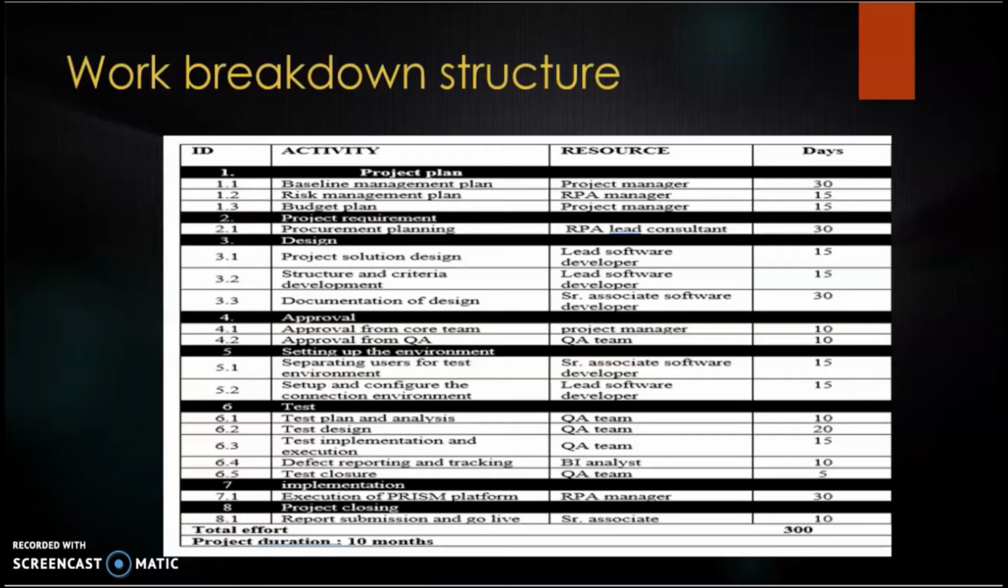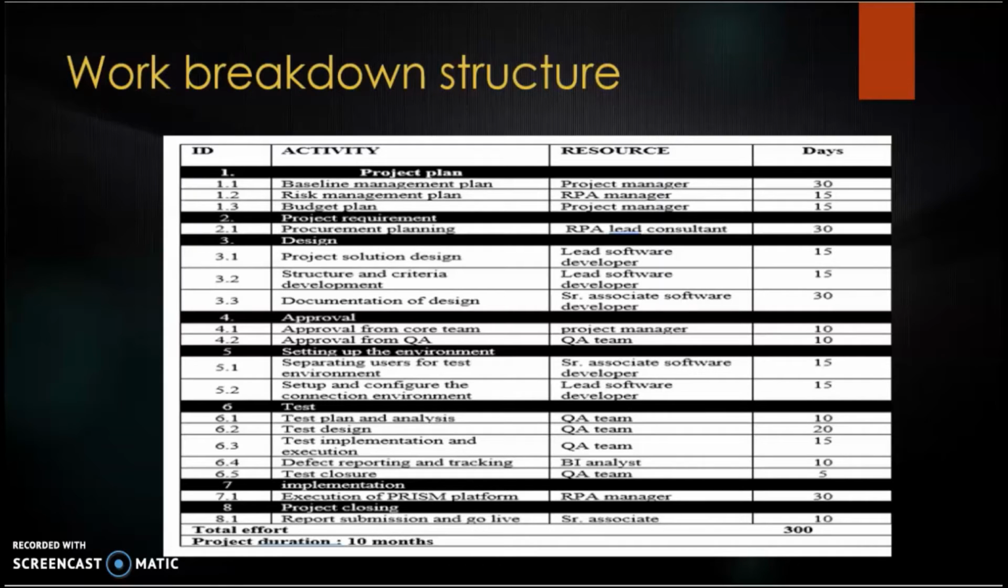So next is the work breakdown structure. It gives a complete idea of the project timeline which we have discussed just before. And as I already said, the project milestone is divided into 8 stages. The first one is the project plan. It consists of 3 sub-stages. The first one is the baseline management plan. The responsible person for this plan is the project manager, and the estimated time to complete this plan is 30 days.